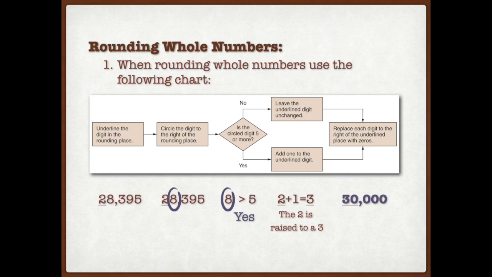So I look at that 8. Is the circled digit, is it going to be 5 or more? Okay, so 8 is greater than 5. We have the greater than sign. So yes. So now I follow yes. Okay, add 1 to the underlined digit. So the underlined digit, that 8 causes the 2 to round up. So I'm going to add 1 to it. That becomes a 3. So that's going to be rounded up to 30,000.